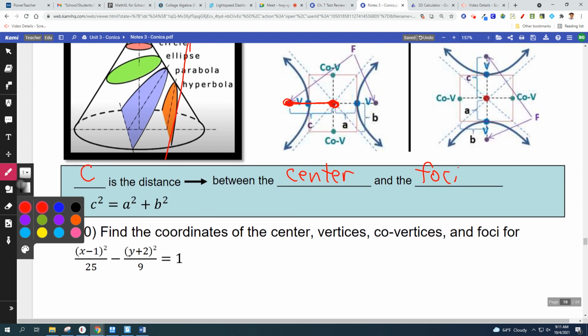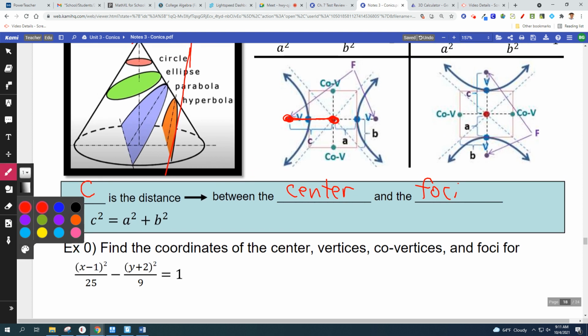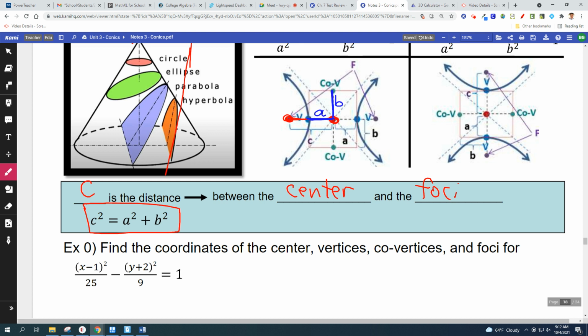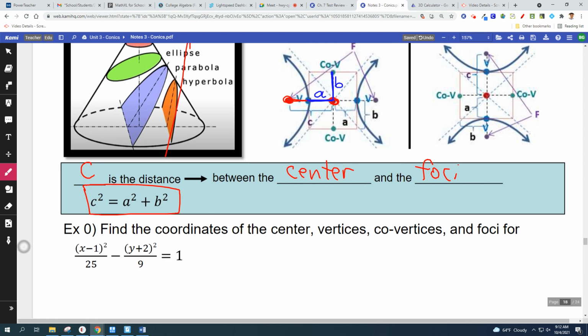So we've got an equation here, and this looks an awful lot like Pythagorean's theorem. But that's how you're going to calculate the coordinates of the foci. Now you do have A and B, and you have to know what A and B are as well. So A is the distance from the center to the vertex, and B is the distance from the center to the co-vertex. And it's a little bit tricky here, but you'll see how it goes once you're looking at an equation.